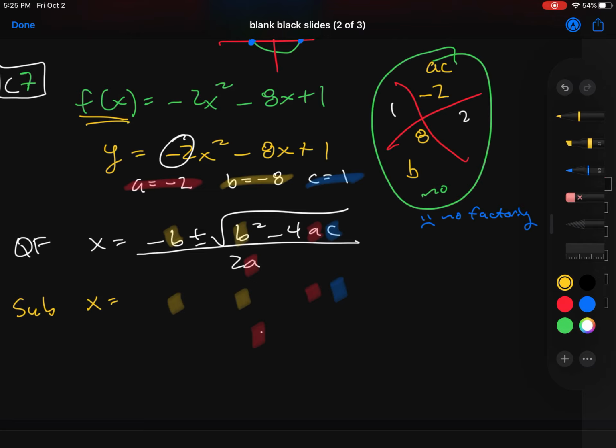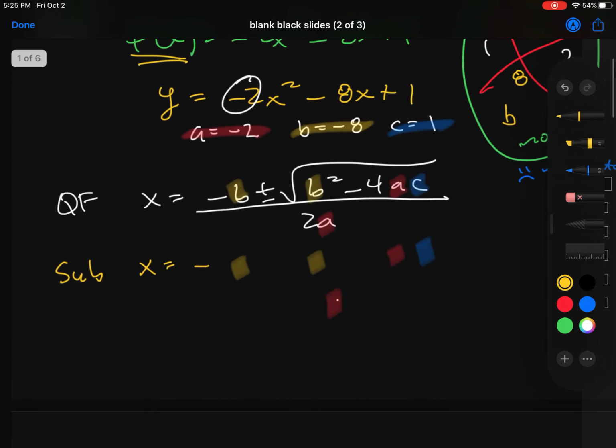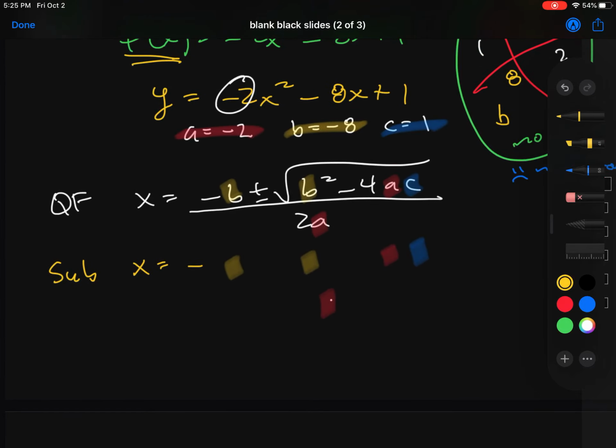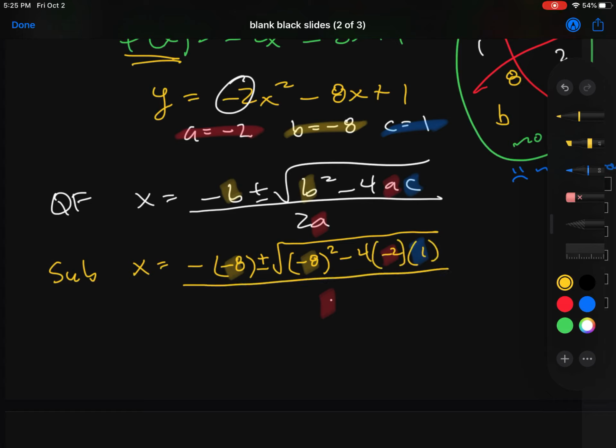X equals negative. Okay, now notice the negative sign's not there for the lazy people that you don't have to write a negative number. In yellow, we said that was negative 8 plus or minus the square root of the B value. The B value is negative 8. Again, substitution: replace it with parentheses and a power of 2, minus 4 times negative 2 times 1, all over 2 times negative 2.